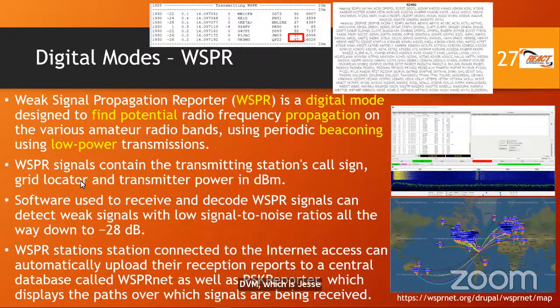The other point to note about WHISPER is that it can really detect low signals, or signals within the noise floor with poor signal to noise ratios, all the way down to minus 28 dB. So that's extra information to let you know that this mode is very efficient. It works really well.